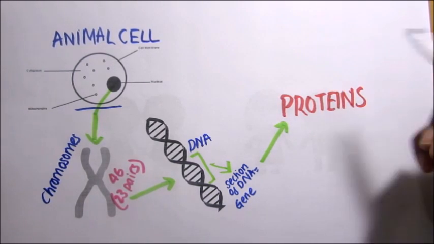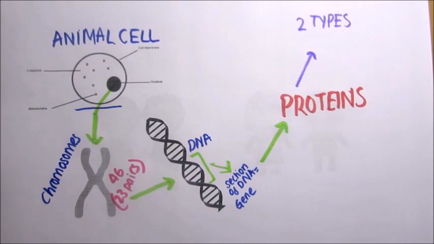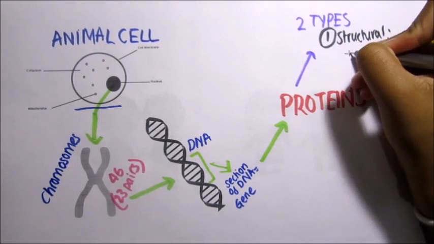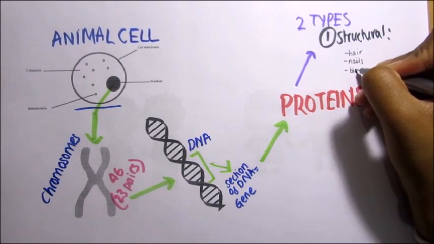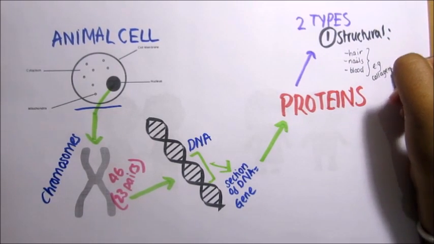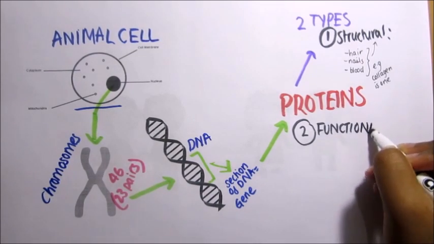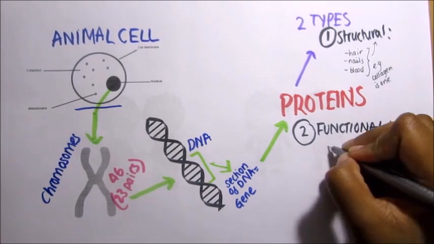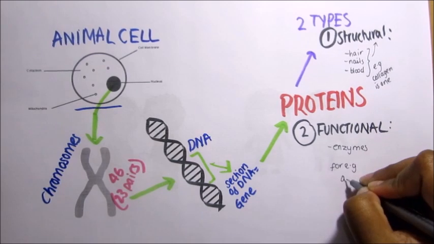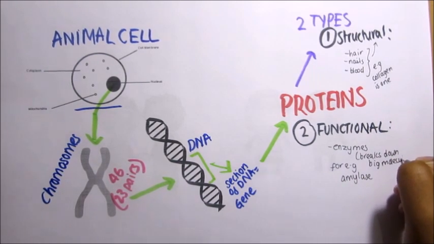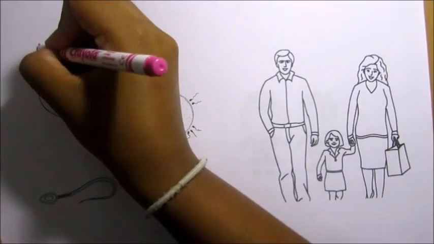They code for proteins. There are two types of proteins. The first type is a structural protein. These give the body structure, rigidity and strength. For example, hair, nails, blood, and an example of one is collagen. The second one is a functional protein. This enables the body to function, for example, enzymes or antibodies. And an example of an enzyme is Alleles.